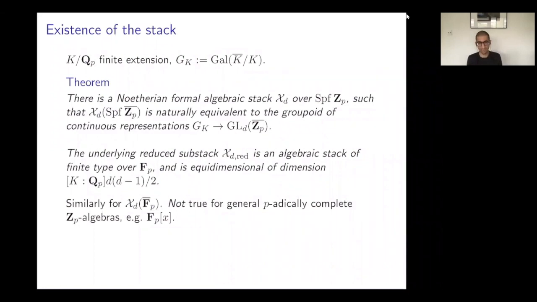In fact, as the title suggested, instead I work with phi gamma modules. And it turns out that phi gamma modules give you the same thing as Galois representations if you're working over something like F_p bar or Z_p bar or an Artinian local F_p algebra or something like this, but it's not true over something bigger than that, like the affine line.